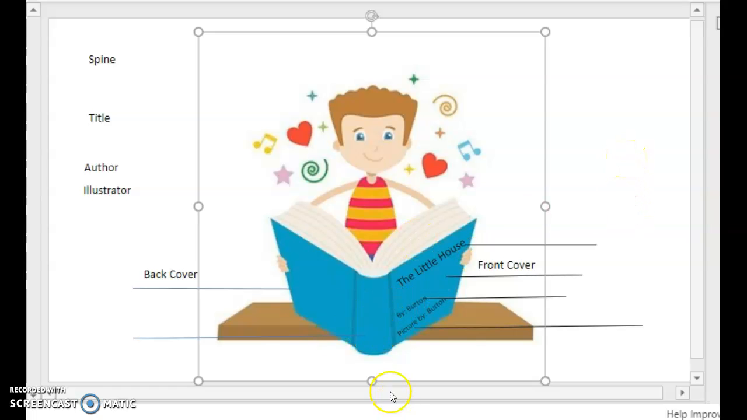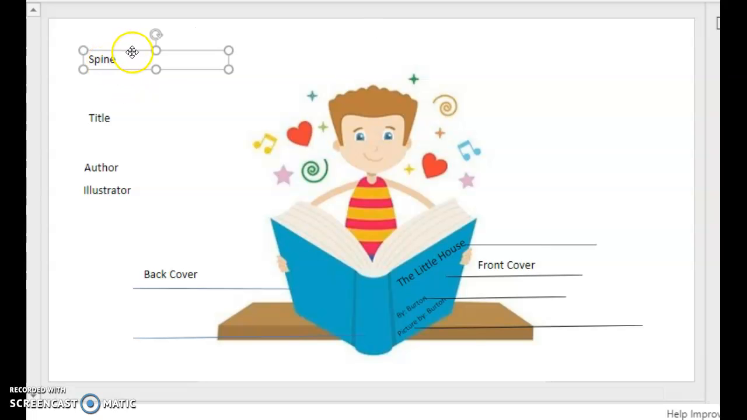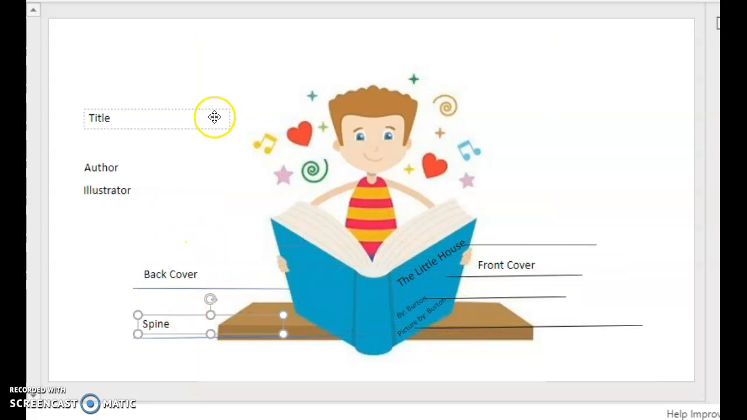And the next part of our book that we're going to look at is the spine. The spine holds our book together, just like the spine that you have on your back holds you together. So here is our spine right here, this part of our book, and it holds the front cover and the back cover together and all of the pages in between. So that is the spine.